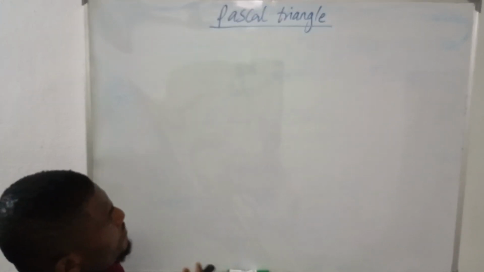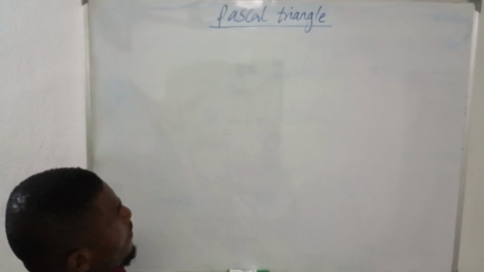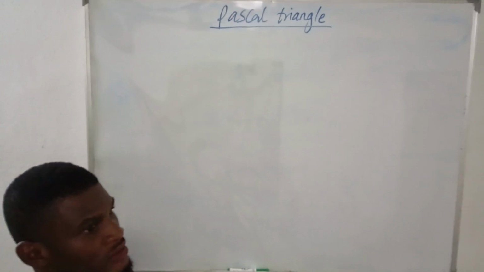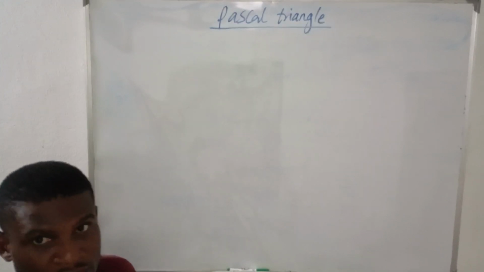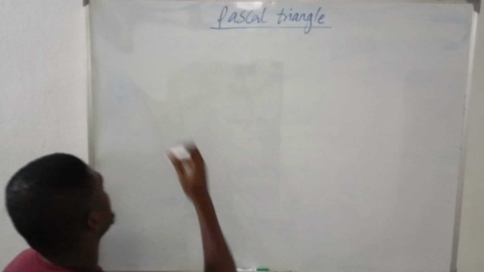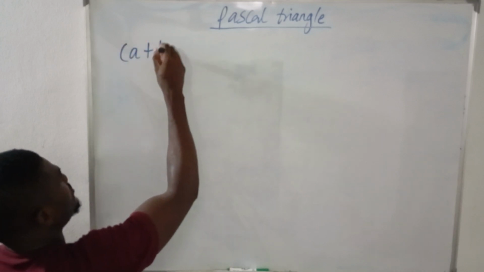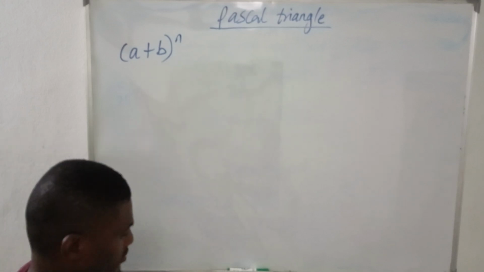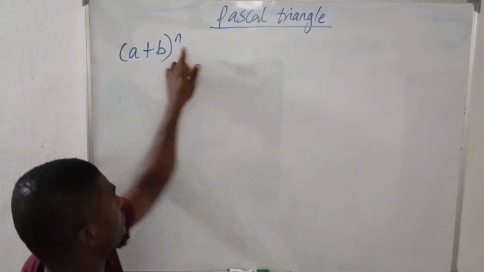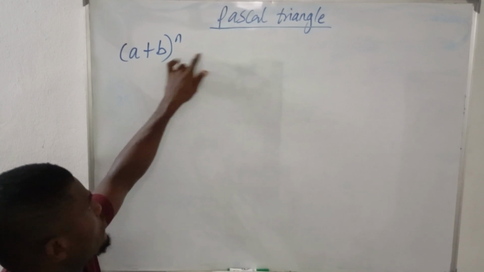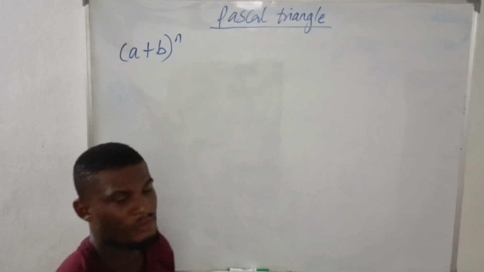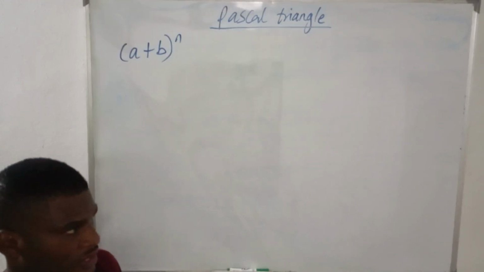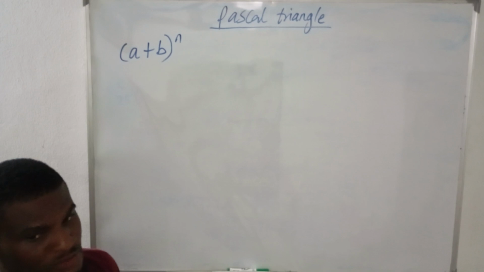How do we solve with Pascal triangle? That's the first question. Pascal triangle is used when you are expanding. If you want to expand an equation, let's say the equation is a plus b with a power n, you use Pascal triangle if this power is a whole number. So we use Pascal triangle when the power is a whole number, and if the power is a fraction or a decimal, we'll use binomial expansion.